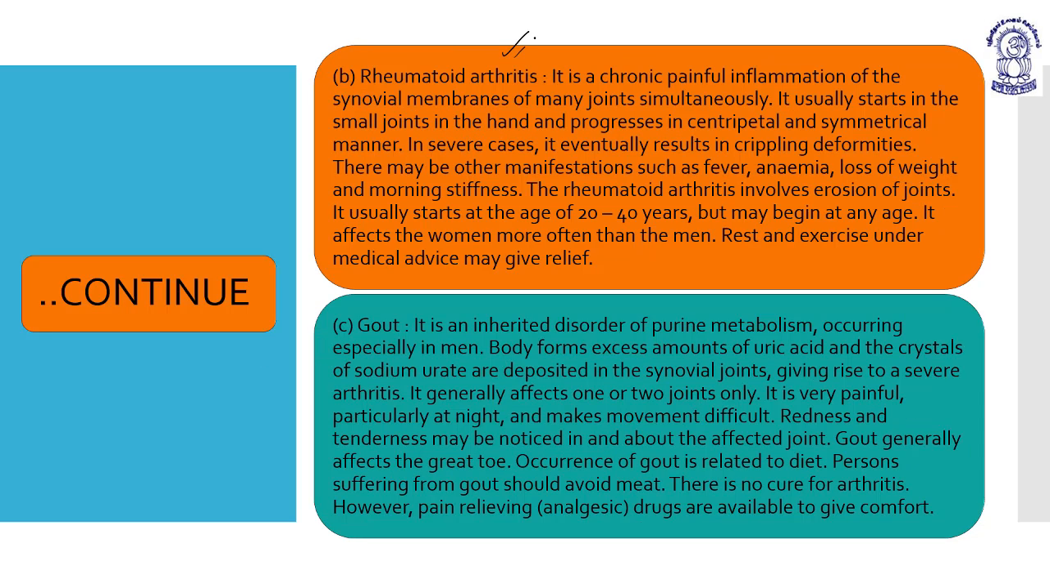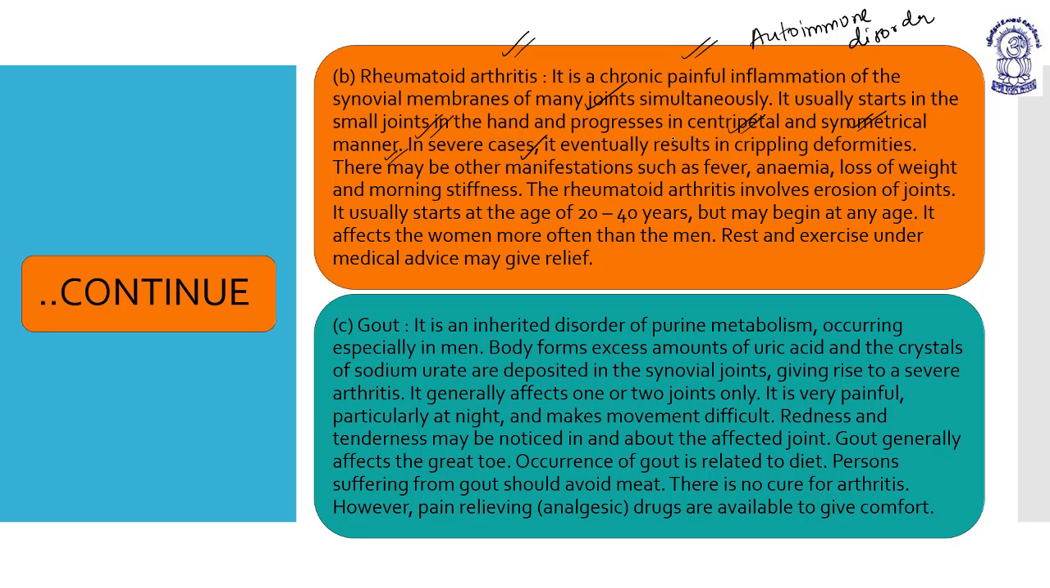Then comes rheumatoid arthritis, or RA. It is a chronic painful inflammation of the synovial membranes of many joints simultaneously, and it is an autoimmune disorder. It usually starts in the small joints of the hand and progresses in a centripetal and symmetrical manner.